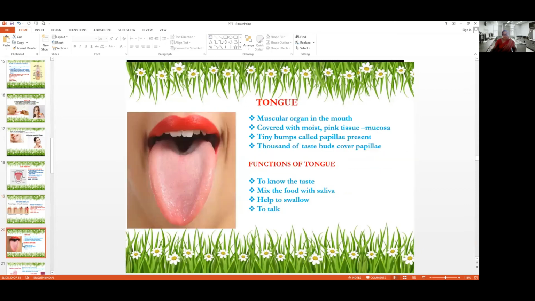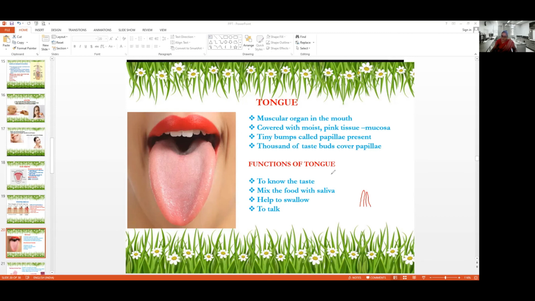Next, coming to the tongue. It is a muscular organ present in the mouth. It is covered with a moist pink tissue called mucosa. There are tiny bumps called papillae. I have shown you in the class itself the very minute taste buds. They look like this in shape. That is called papillae.